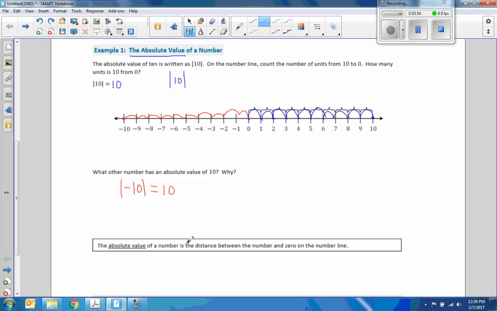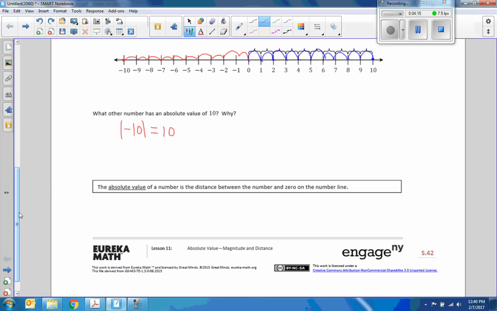So the absolute value of a number is the distance between the number and 0 on the number line. A lot of people get confused and think that all you do is take the opposite, because the absolute value of negative 10 is 10. But we don't say the absolute value of 10 is negative 10. It's also positive 10. So absolute values always give you a positive result.